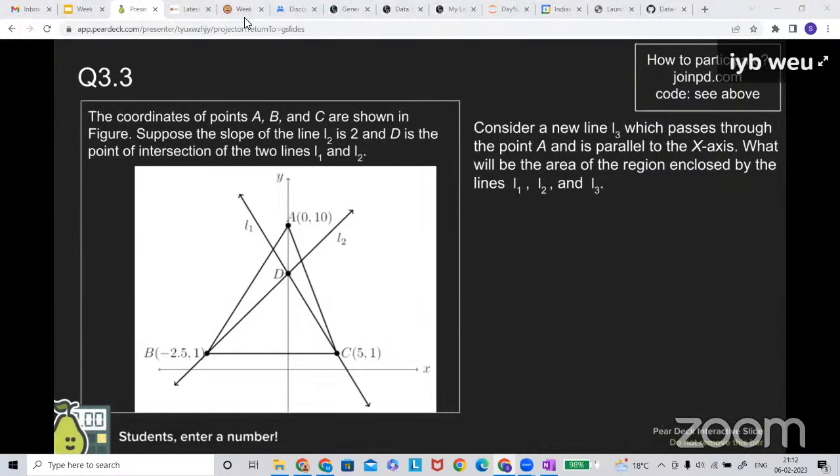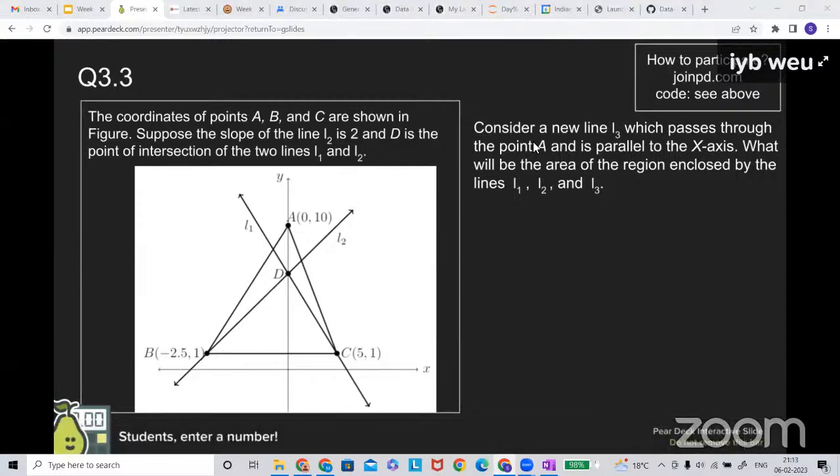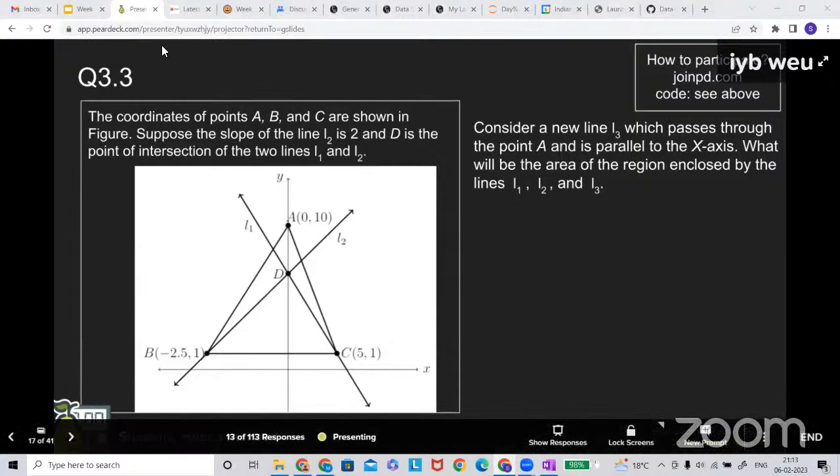Sir, please give some more time. Yeah, I will give 3 to 4 minutes. But sir, line L3, where is it? It is not shown here, but the information regarding L3 is given: assume that L3 is passing through point A. It is not shown in the figure, but assume L3 is passing through point A. Okay, sir.